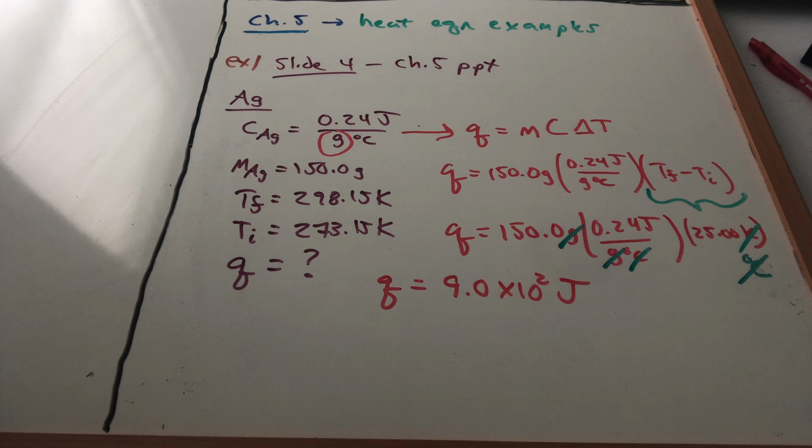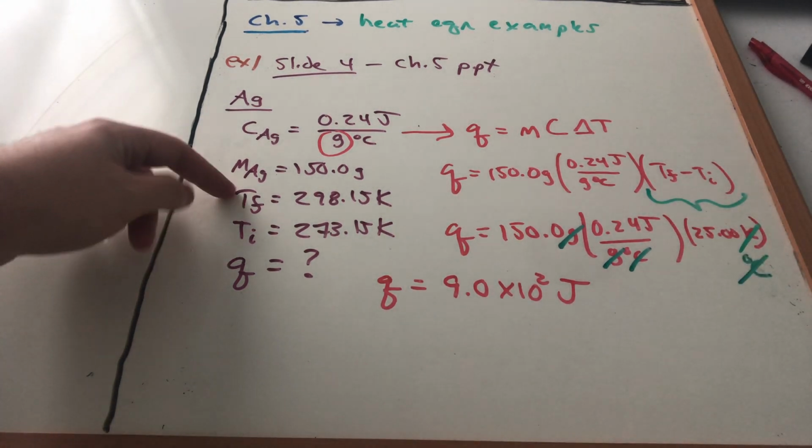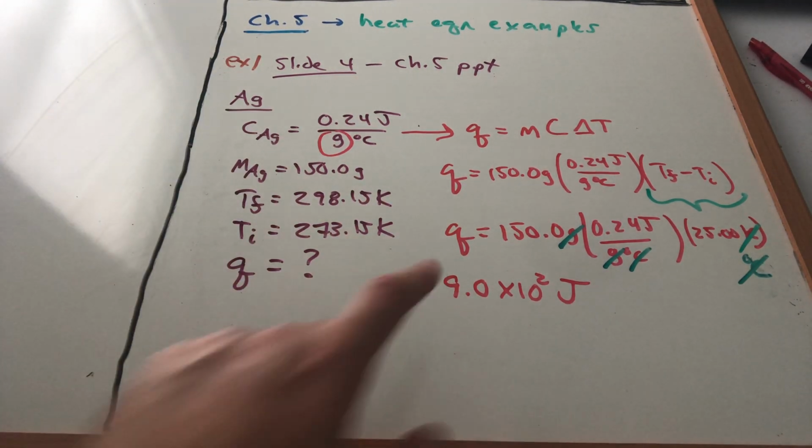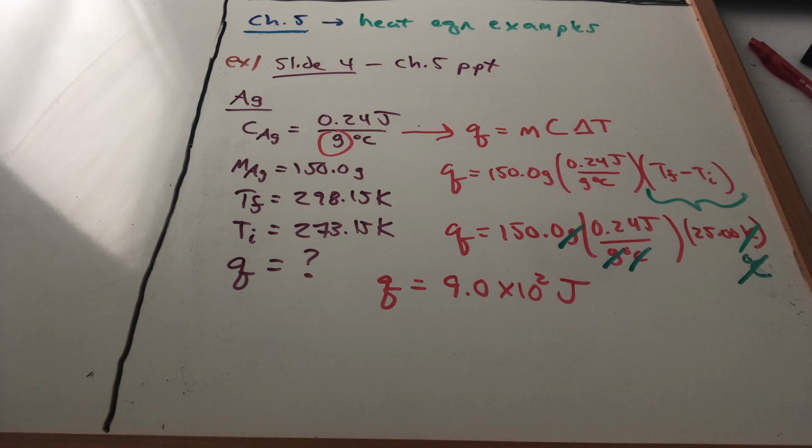Does it make sense that this Q is positive? What did the temperature of our silver do? It went up. What's the only way its temperature can go up? If it gains energy, if it gains energy in the form of heat. So yeah, it does make sense that this was positive.